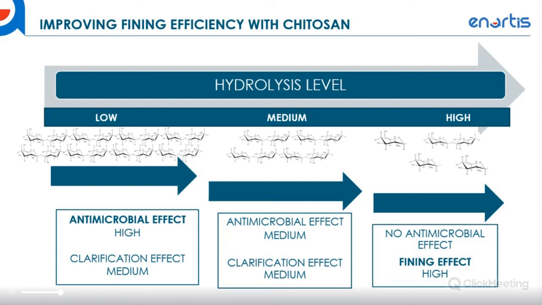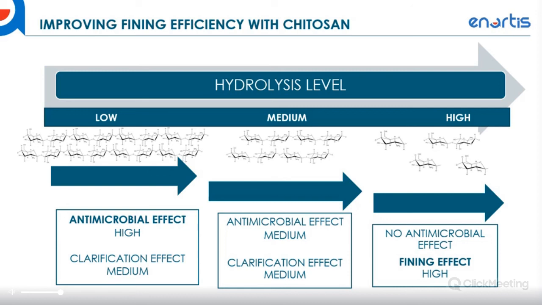Typically chitosan is used for antimicrobial activity, and with a low hydrolysis level, it has a high antimicrobial effect, but less clarification effect. With a little bit more hydrolysis, you lose some of the antimicrobial effect, and you begin to increase the clarification effect. And with a high degree of hydrolysis, you have no antimicrobial effect, but you have a very high fining effect. So there are different forms of chitosan.